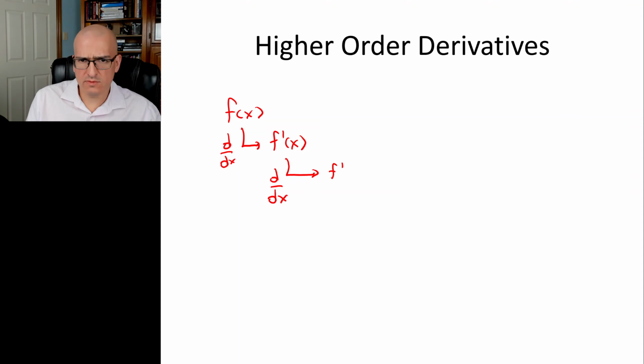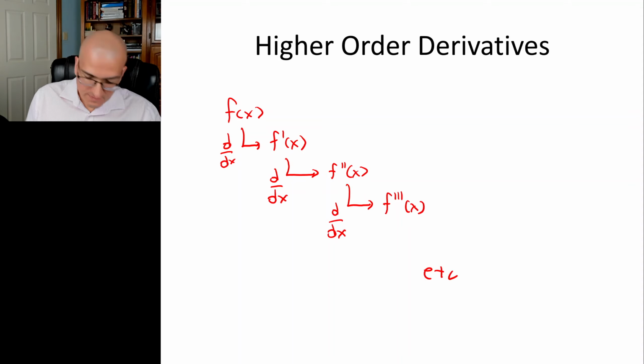what do we call it? Well, we'll call it f double prime. What happens if we take the derivative again? We'll call it f triple prime, etc. So it's the sequential application of the derivative operation onto a function.